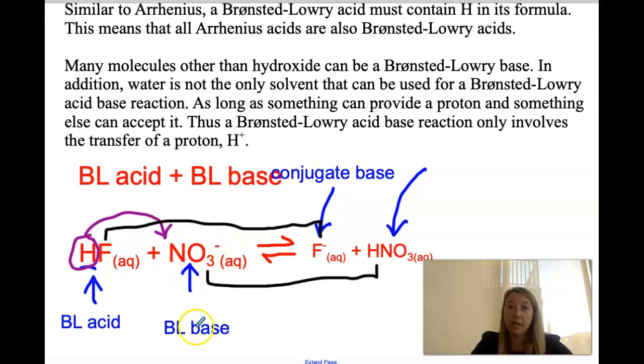So we said on this side, this was the Bronsted-Lowry base. That means over here, the HNO3 is going to be my conjugate acid.